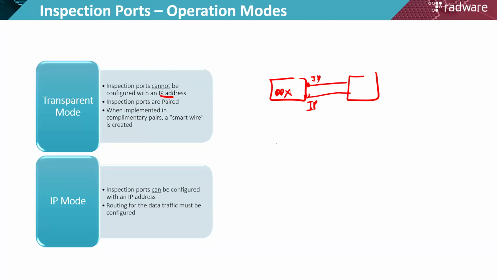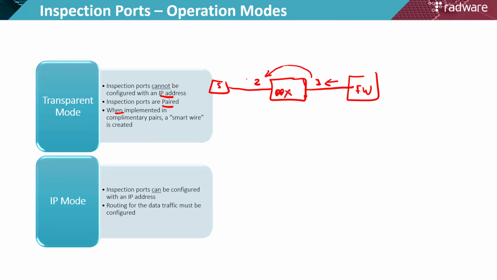Inspection ports work in port pairs. I'll just give you an example. Let's suppose this is a firewall, and this is the backend server. This is the port pair. This is port number 1, port number 2. These port pairs are always linked together.